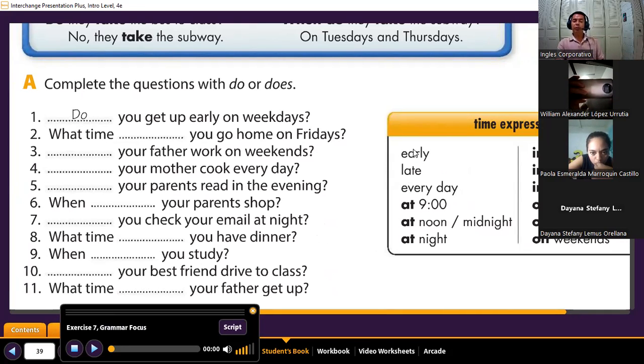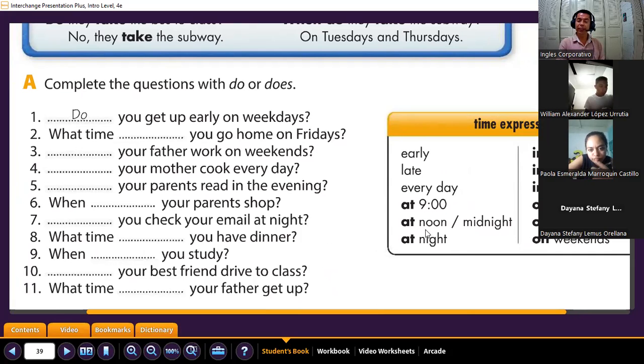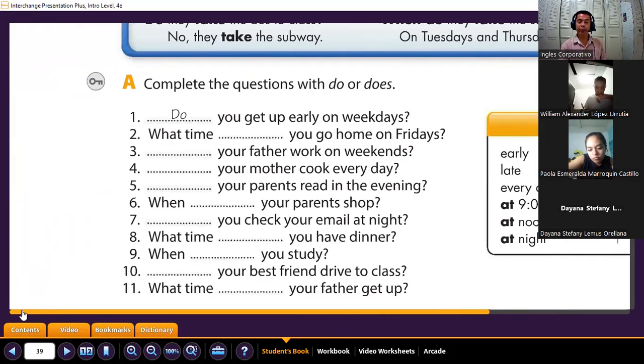And these are some time expressions, right? Early, late, every day, etc., etc., right? At noon, que quiere decir al mediodía. Midnight, que quiere decir medianoche, right? And then in the morning, the afternoon, etc., etc., right? Pero esto es lo que me interesa, ¿yes? Hagámosle captura de pantalla, por favor, chicos.